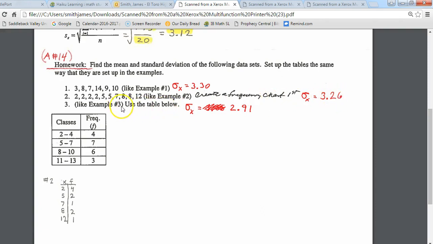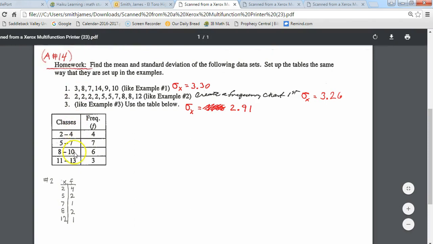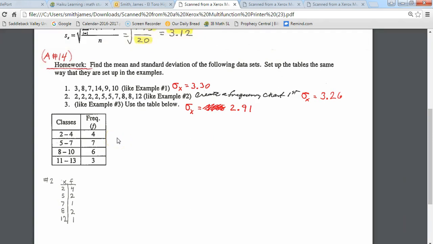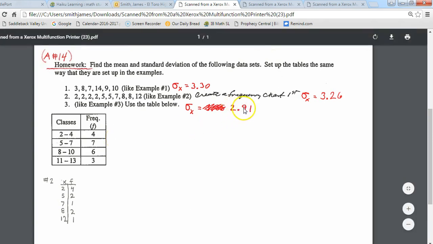And then number 3, we're going to use this table right here for number 3. Model this just like the one I did up above for example 3. In fact, you can just continue building your table right here. You just attach it right onto what I've already started, and you can do this for problem number 3 and model it just like example 3. This will be the answer if you do it right.